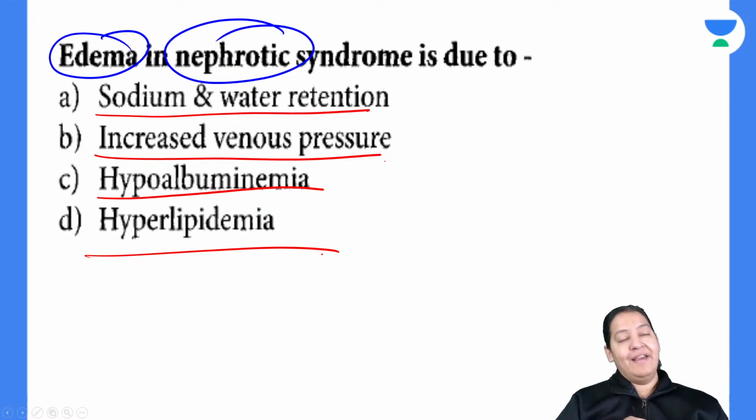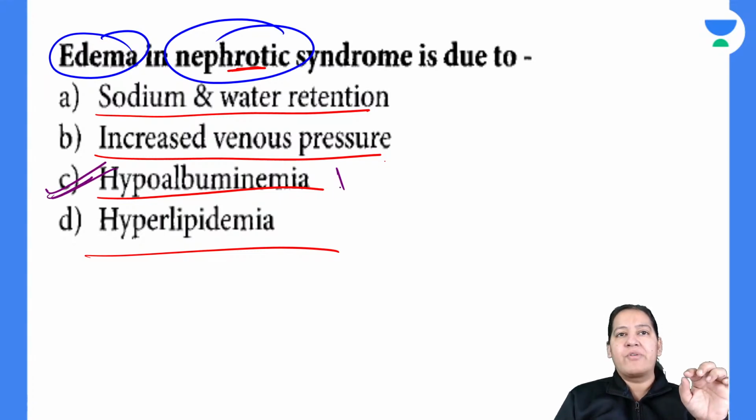Please be very clear in your concept. I'm asking nephrotic syndrome. Mind my words. Write your answer in the chat box. Rishinika, what is the answer? Yes, both of you are right. The reason here is hypoalbuminemia, that is decreased colloidal pressure, decreased oncotic pressure, right?